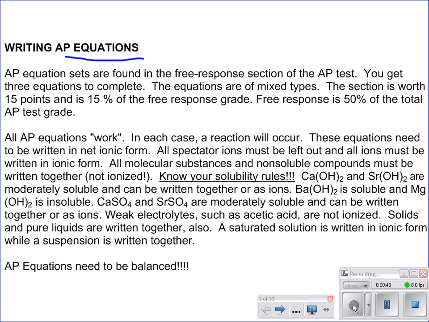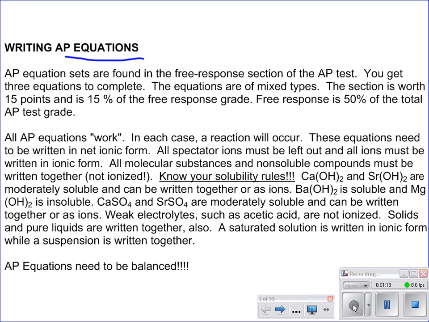Anyway, so AP equations are always number 4 on the AP exam. It's the first question of the free response section. Okay? It's worth 15 points. That 15 points is worth 15% of the free response grade, which is 50% of the exam. Not going to do the math, but what's good about these AP equations is I know they're coming. I'll get you prepared for them, and it's something that could be the difference between a 4 or a 5 on the test. So I'm teaching to the test on this.